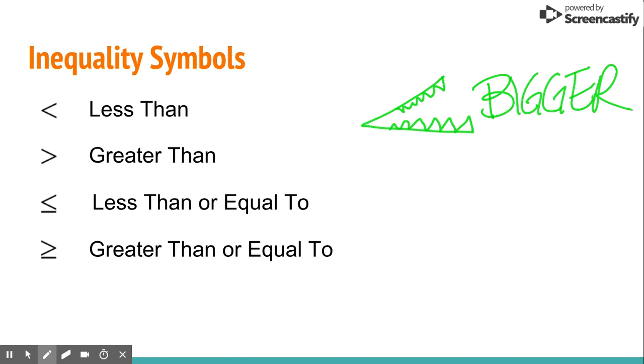So with less than, that would mean, so if you have a number 5, it's less than the bigger number 8. Or if you look at the next one, if you have 10 is greater than 2. So notice the alligator mouth is facing the larger number.